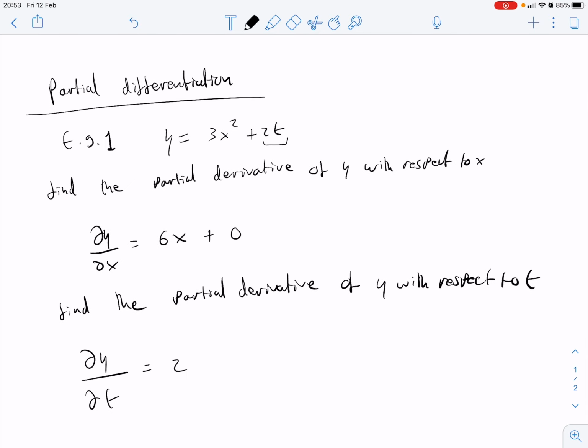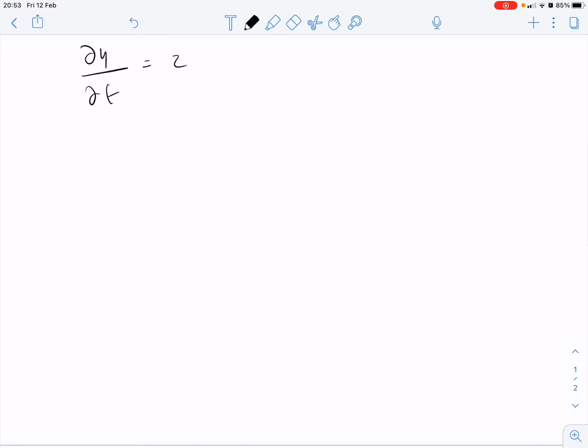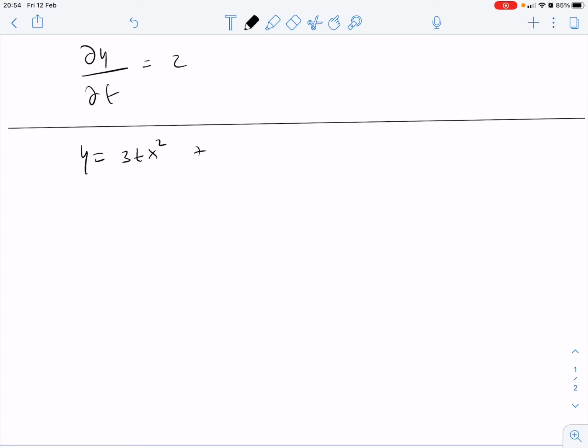It's not that hard. It sounds complicated, it really isn't. Let's go through a couple more examples. We'll change things up a little bit and make it slightly harder, although it's not going to be much more difficult than what we've already done. So let's say y equals 3tx squared plus 3x to the 4 t squared.